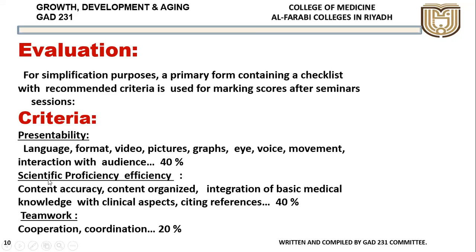The second is the scientific proficiency, okay, or efficiency. How exactly the scientific material is used. Okay, here we'll see the content accuracy. So what you're presenting is accurate or not, whether you are taking it from vague websites or you are taking it from authentic websites and authentic material is used. Okay, so content accuracy is very important, as well as content organization.